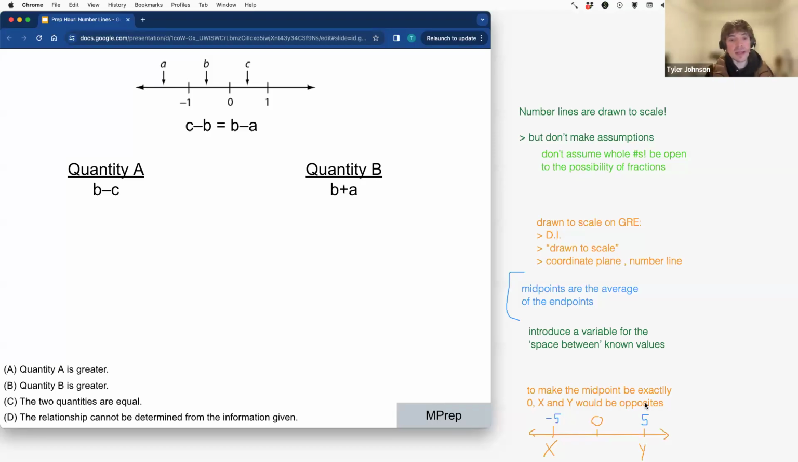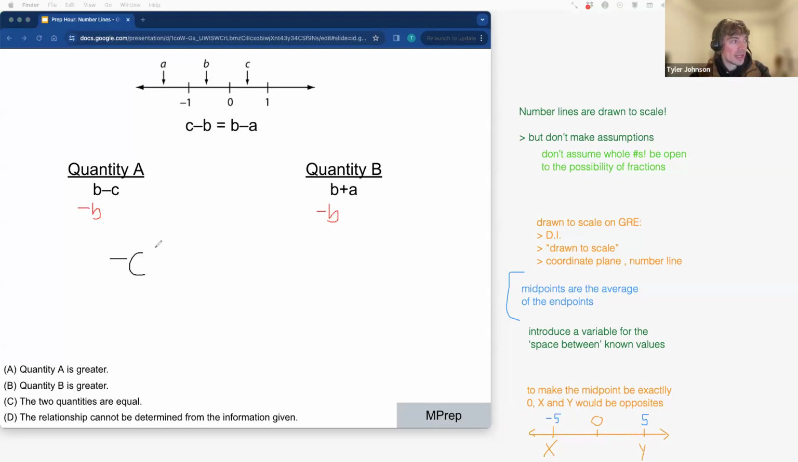One thing you can do to make any quantitative comparison simpler is ignore what the two quantities have in common. And what I mean by that: quantity A is B minus C, quantity B is B plus A. A trick I can do here is just subtract that B value from both quantities. And now the much simpler comparison is quantity A is negative C and quantity B is A.